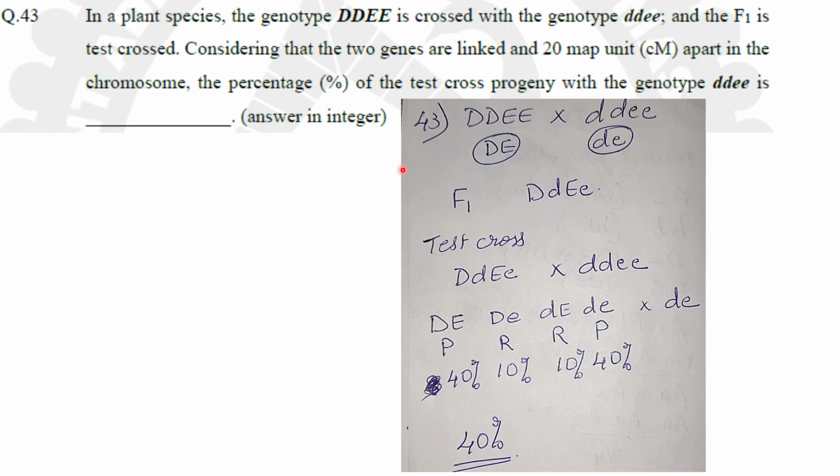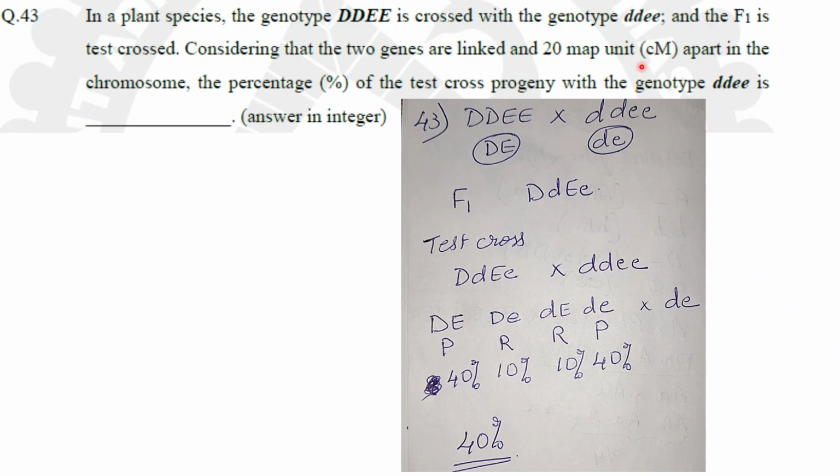Okay. Now they have told the two genes are linked and they are 20 map units apart. 20 map unit means the distance between these two genes is 20 map units, or I can say centimorgan, it will correspond to recombination frequency. So 20% recombination will be shown. Okay, so the recombinant offsprings will be 20%. Parental will be, we have to calculate.